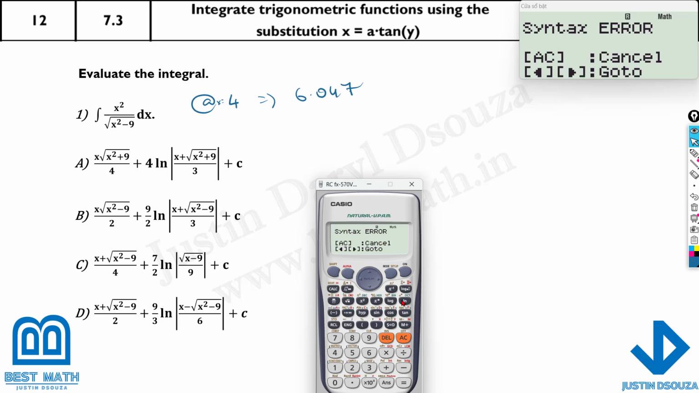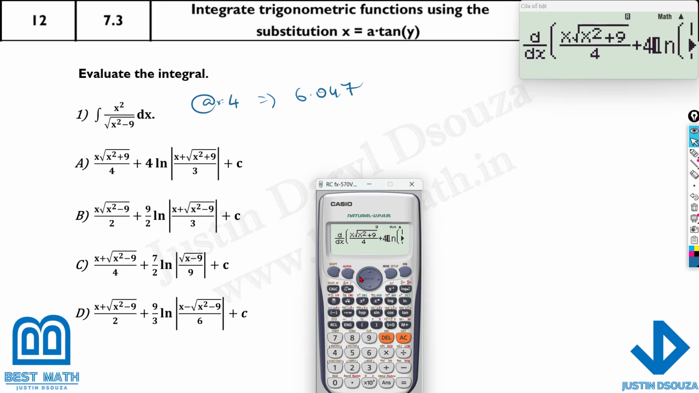And now at 4, we're getting, okay, a syntax error. Now don't think this is a math error. Syntax error means I've forgotten a bracket or something somewhere. See here, I have not closed the bracket. After this, ln it opened, right? After this, I have to close the bracket. Now it's proper because this is the original bracket of the derivative function. And then for ln, there was one more bracket. Now I must get the answer, but it doesn't match.